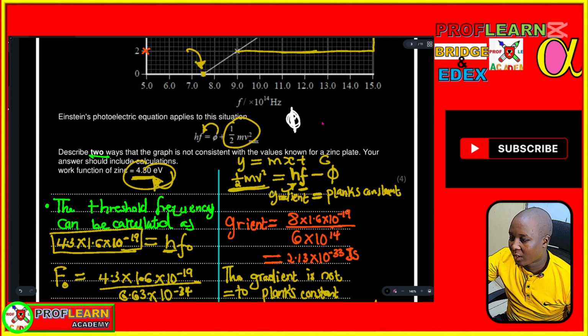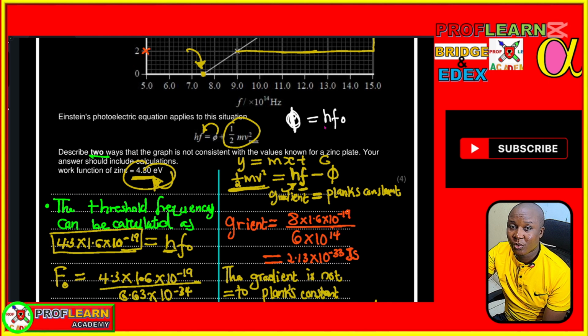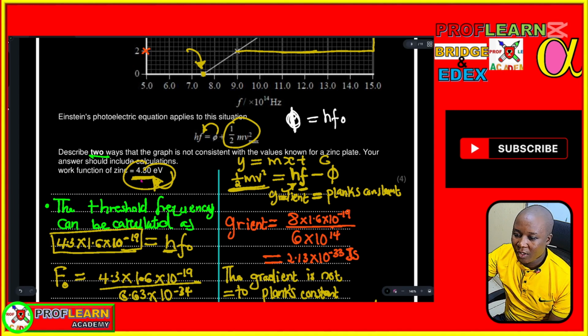That's the symbol for work function, which is usually hf naught, where f naught is the threshold frequency, and threshold frequency is the minimum frequency of irradiation below which no photoelectric effect will take place. So if we have the work function here, we can work out the threshold frequency, and in that case we're going to say 4.3 times 1.6 times 10 to the power negative 19. I'm multiplying this so that I can convert it to joules. This is energy in electron volts.